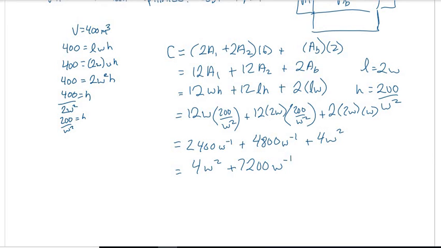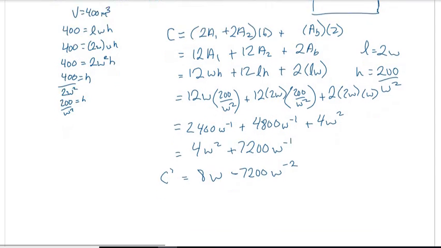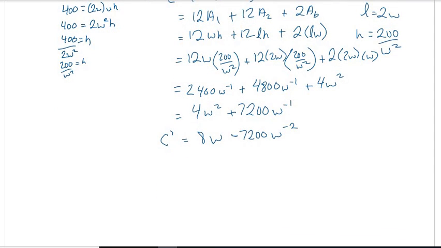So we can differentiate that now, since we all have all one variable. So let's take the derivative. That's going to be 8w. And then the next part, the negative 1 is going to move out front and make it a minus 7,200 times w to the negative 2. So now that we have that, let's try and solve by setting it equal to 0. So 8w minus 7,200 w to the negative 2.